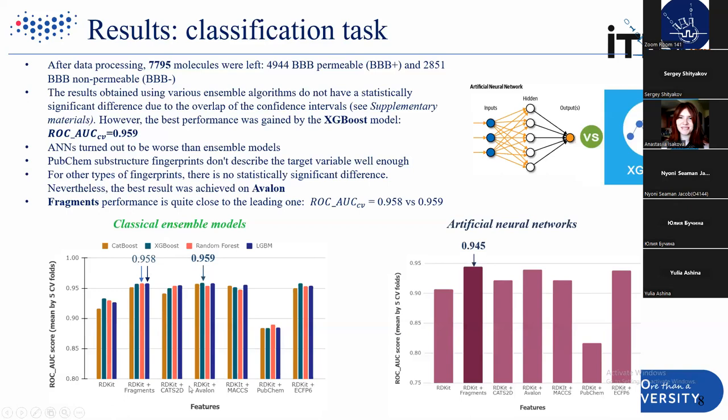Also the RDKit plus Avalon descriptor gave us very good performance with 0.919, also 0.96, which are very close here. So the artificial neural networks gave us values lower than the XGBoost performance, and it was only 0.95.